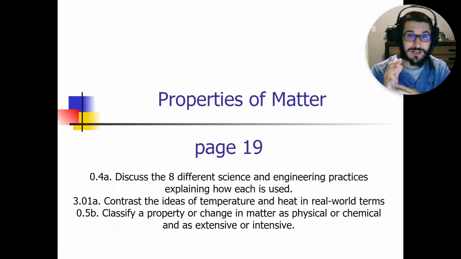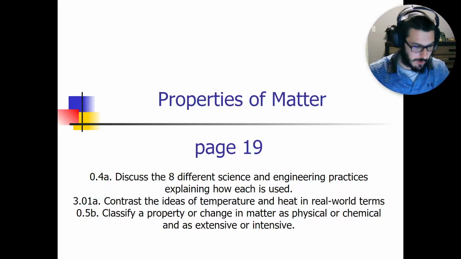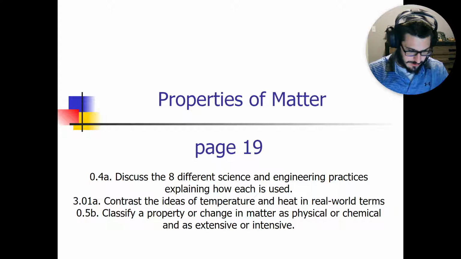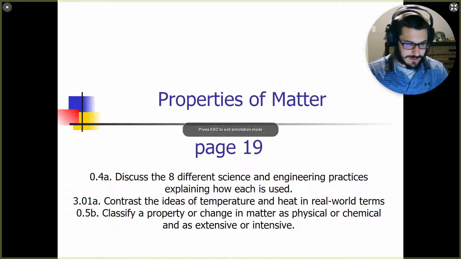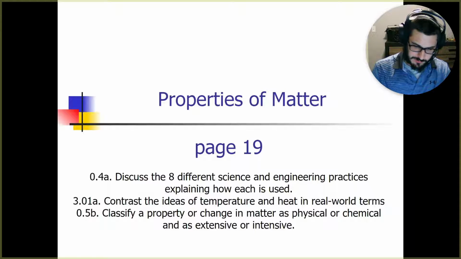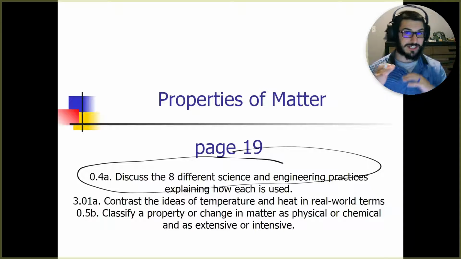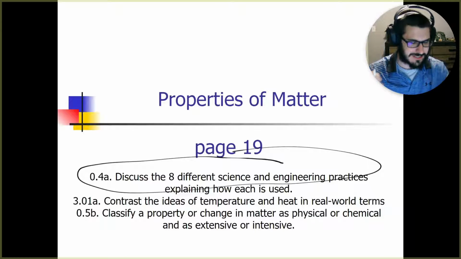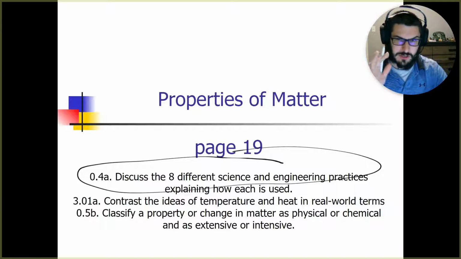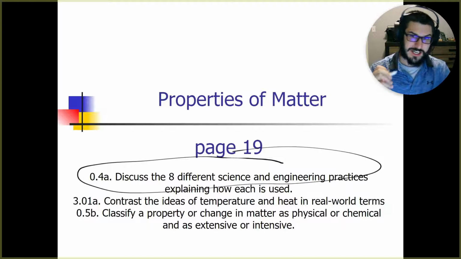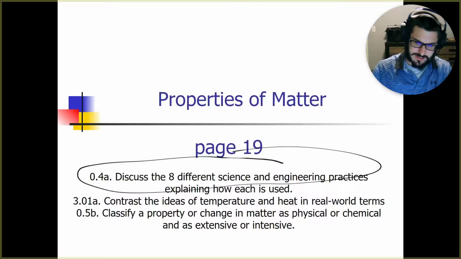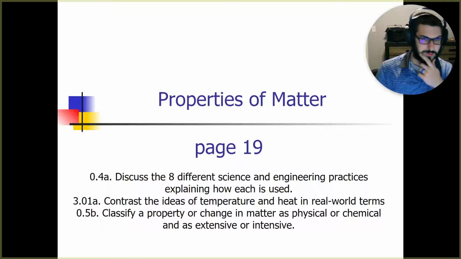All right, so we've got properties of matter as the first thing in Unit 4. Three objectives here. The first one being that we need to be able to recognize the 8 different science and engineering practices and explain how each of those are used, similar to the scientific method, but a little bit different, and helps us really see how science is working and get into lab a lot more.